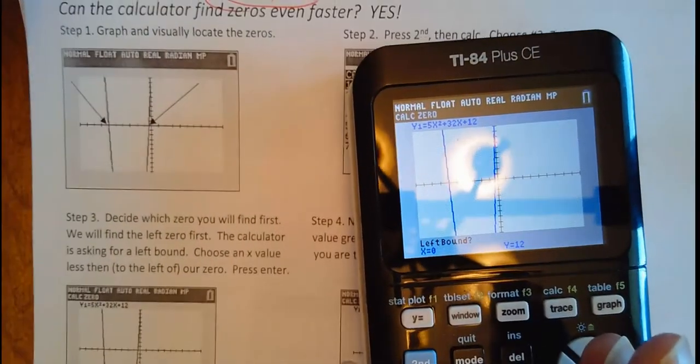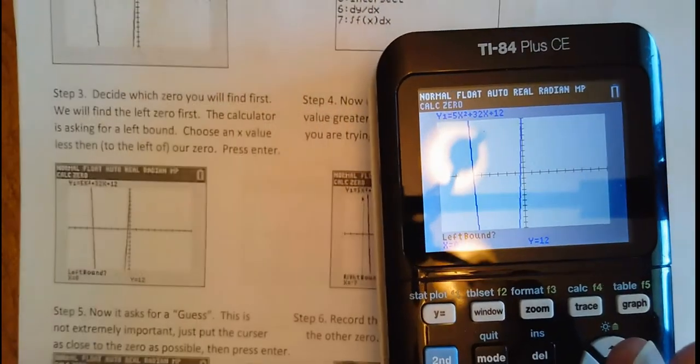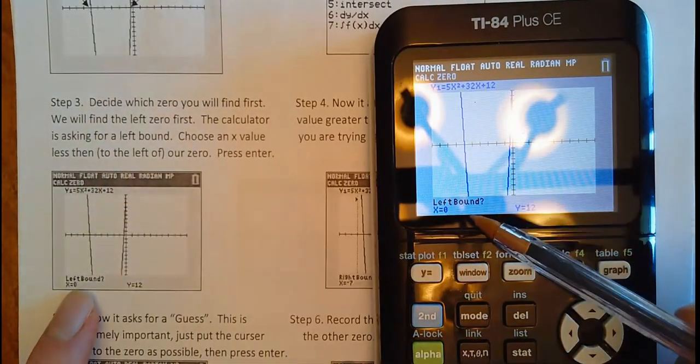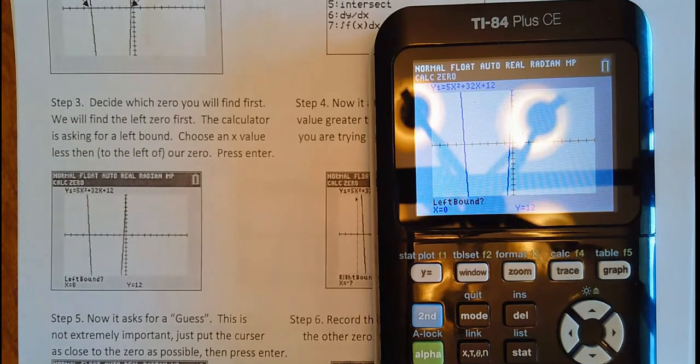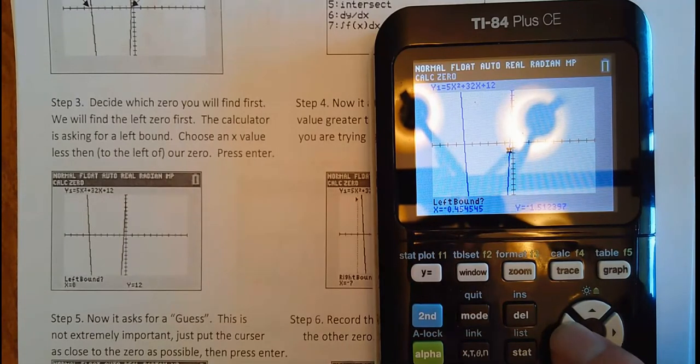And notice it asks a question here. Oops, get down here in step 3. It says left bound. It's going to ask for a left bound and a right bound. So I want to be a little bit to the left for the left bound and a little bit to the right with the right bound of where the 0 is. For example, you see my cursor moving here. Eventually it's going to come back around. There it is. So I can't get right on the 0, and that's okay.